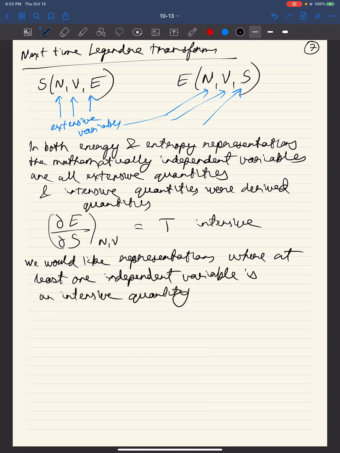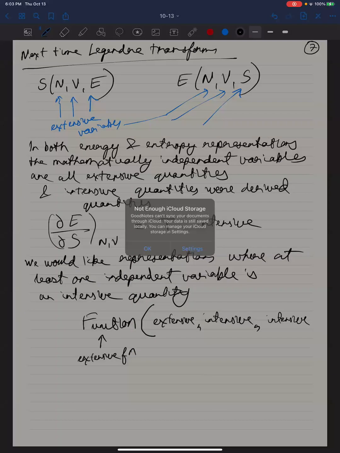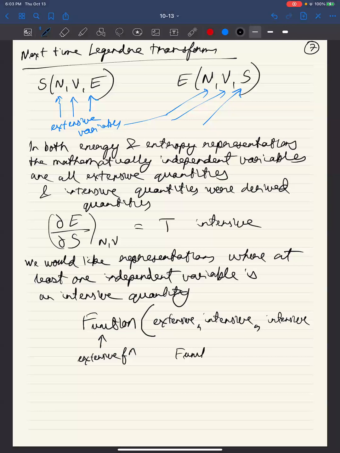Okay, so we want to have some function. Let's call it self, probably an extensive function. It's extensive, and we want it to depend on extensive, comma, intensive, and maybe the third one is also intensive. Or we want it to be a function of extensive, extensive, intensive.